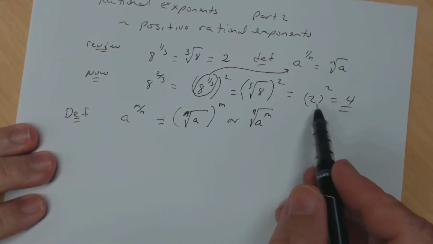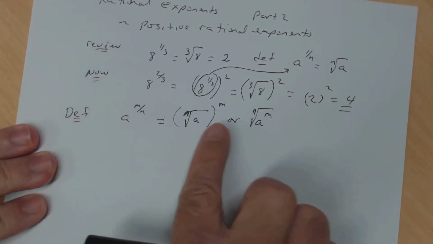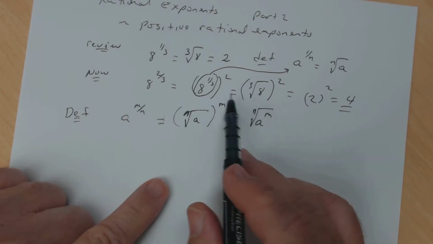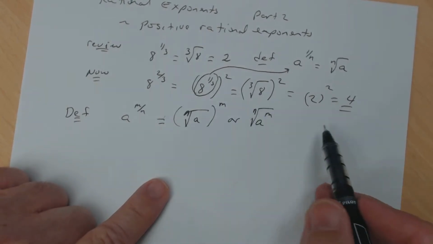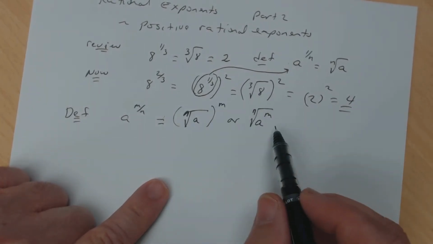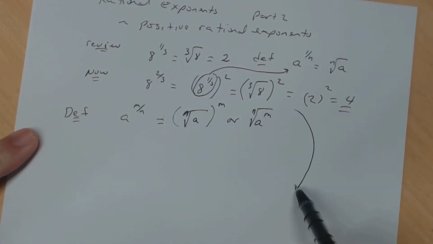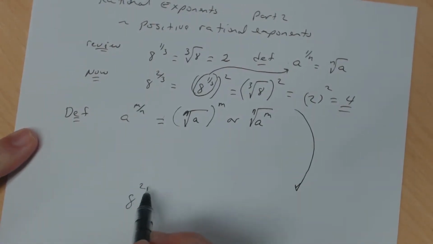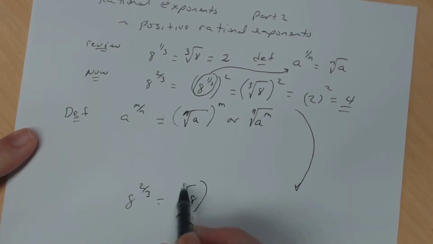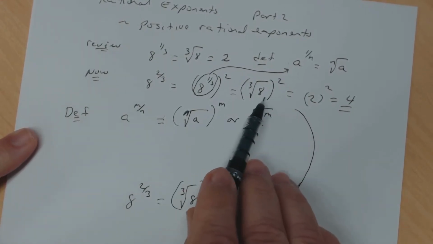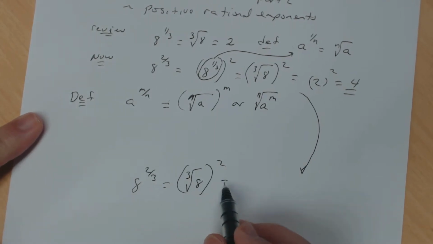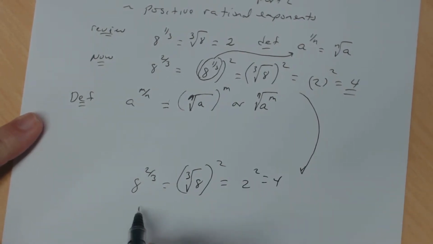So for example, let's go back here. I'm going to show you how this and this are the same thing. Let's go back to this one right here. We know that 8 to the 2/3 means the same thing as the cube root of 8 squared. That's this right here. So the cube root of 8 is 2, so 2 squared is 4.